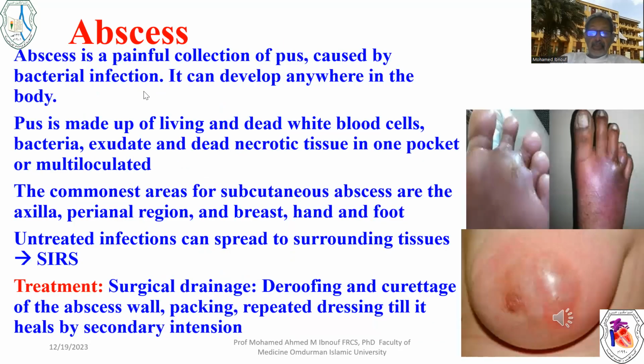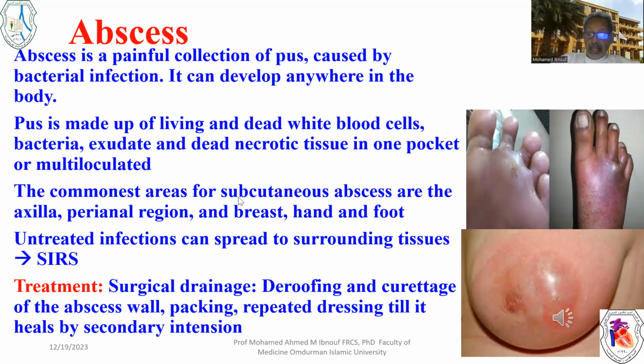Now, the second common subcutaneous swelling is the abscess. An abscess is usually a painful collection of pus caused by bacterial infection. It can develop anywhere in the body. Pus is made up of living and dead white blood cells, bacteria, exudate, and dead necrotic tissue in one pocket or a multi-loculated abscess. Like seen here, this is an abscess about to rupture. Again, this is an abscess here. This is a breast abscess also pointing here.